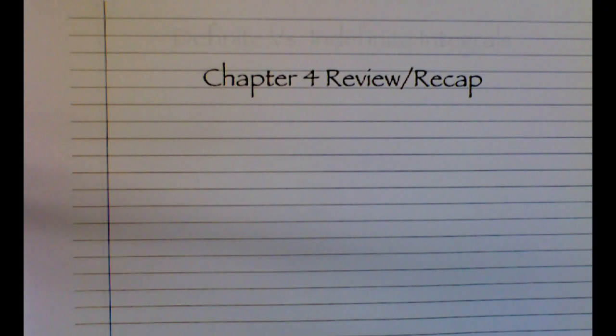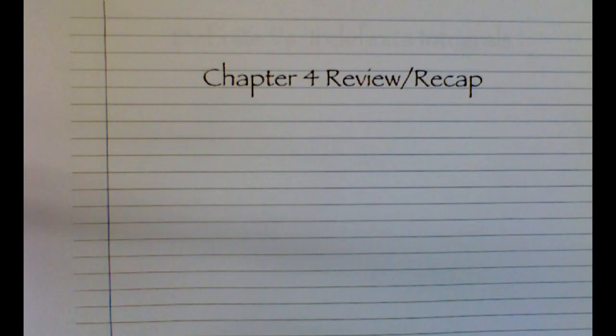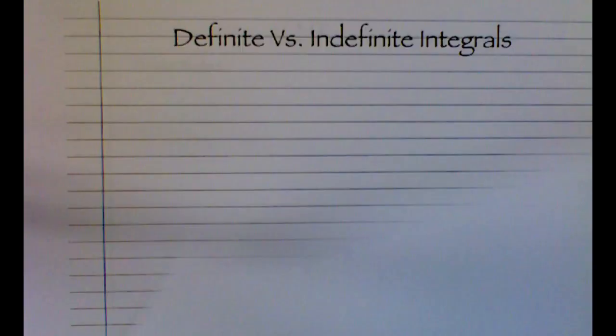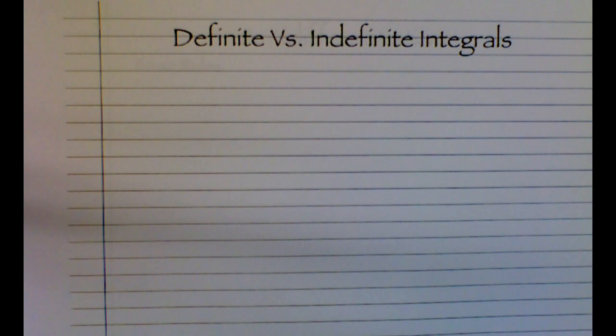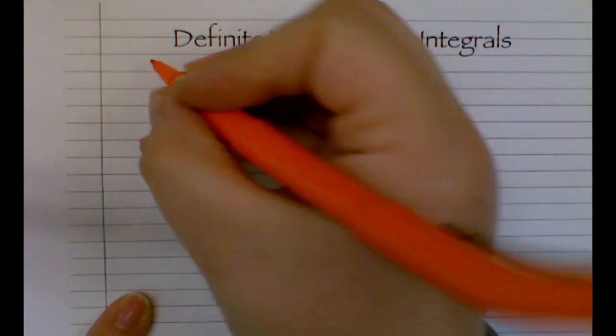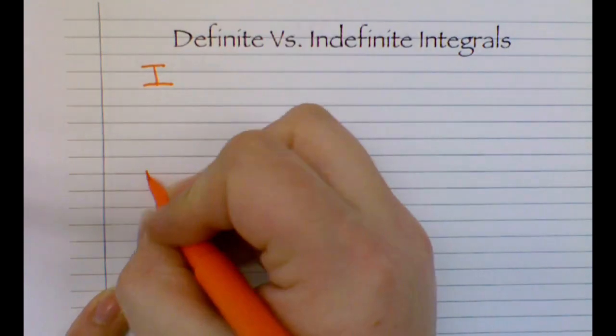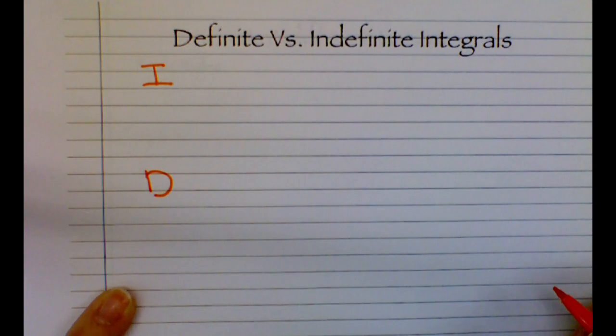All right, this is your Chapter 4 review and recap since I cannot be here today in person. So we'll start off with the difference between a definite and an indefinite integral. An indefinite integral is what we started the year with. So I'll go with an I for indefinite and a D for definite.